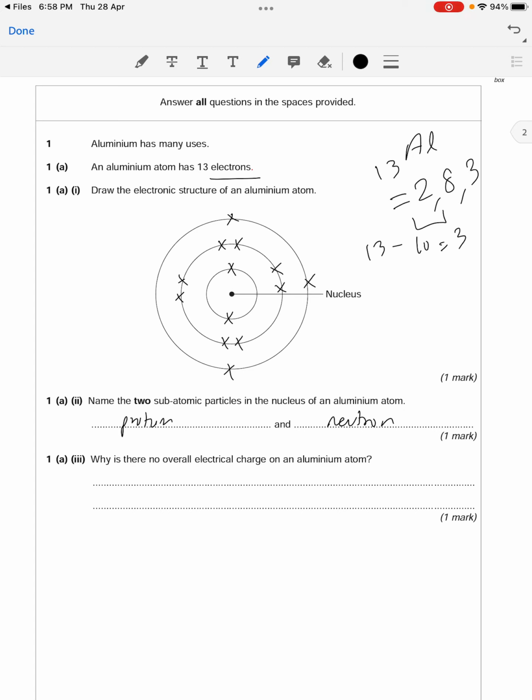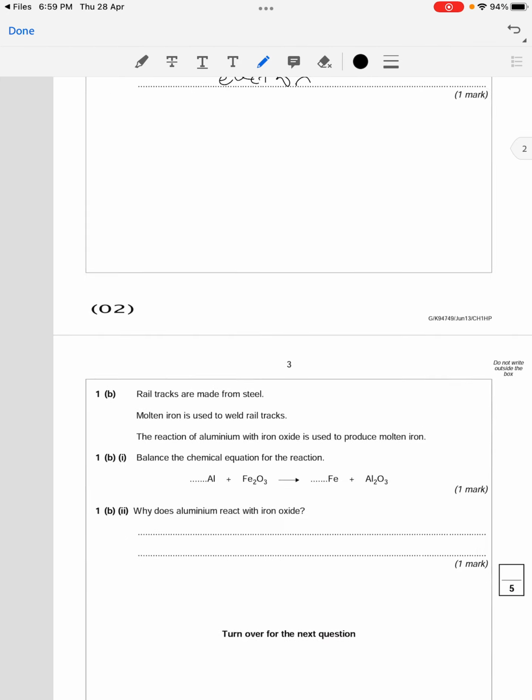Next one: why is there no overall charge on an aluminium atom? The number of protons is always equal to the number of electrons, so you have to write that. The number of protons is equal to the number of electrons in an atom, which is why there is no overall electric charge. Or you could mention that the positive and negative charges cancel each other out, because protons are positive while electrons are negative. Or that there are the same amounts of protons and electrons in the atom.